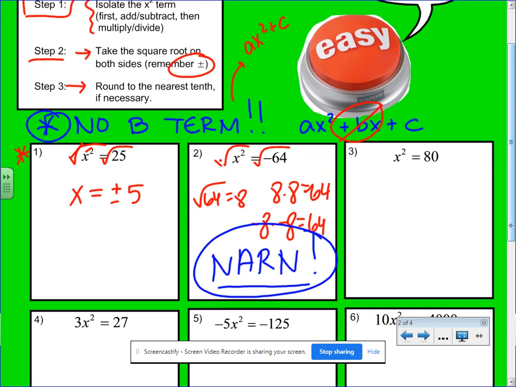Okay, moving on. Number 3, again, my x squared term is all by itself. I'm going to take the square root of that, and I get x. And then I do the square root of 80. I know the square root of 81 is 9, so it's going to be pretty close to 9. I'm stalling while I get my calculator. The square root of 80 is, hold on. So x is approximately equal to plus or minus 8.9.